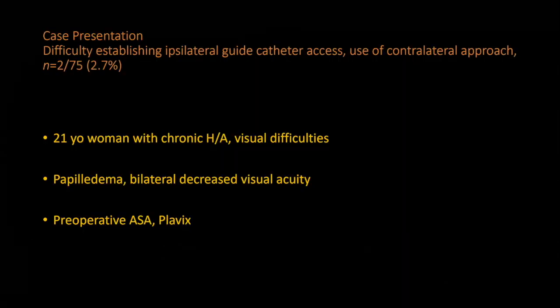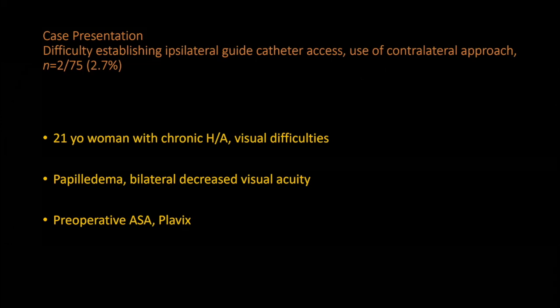Another scenario is difficulty establishing ipsilateral guide catheter access. And I have encountered this again in a couple of cases. In 2 cases, I was unable to pass the Neuron Max into the sigmoid sinus, despite using intermediate distal access catheters like a Navien, 5 French or 6 French. And both patients actually had favorable anatomy, so I used a contralateral approach.